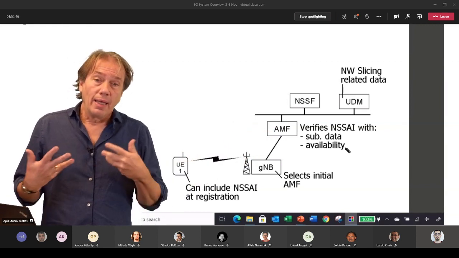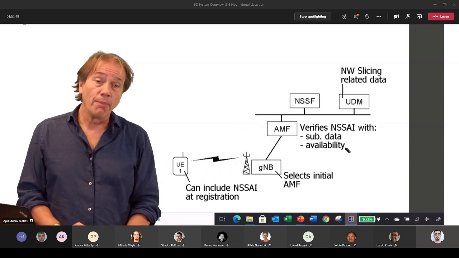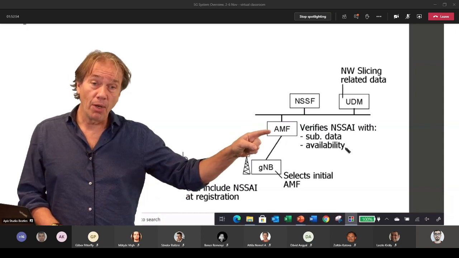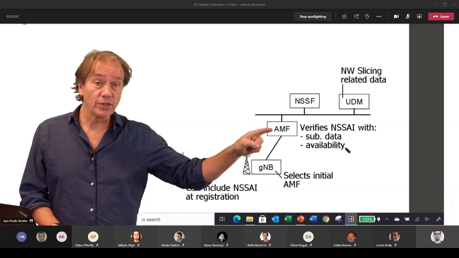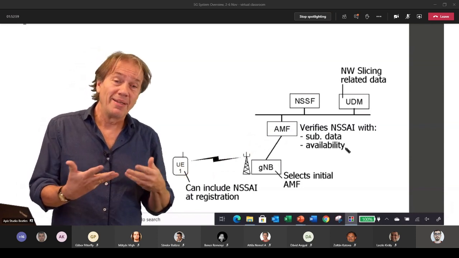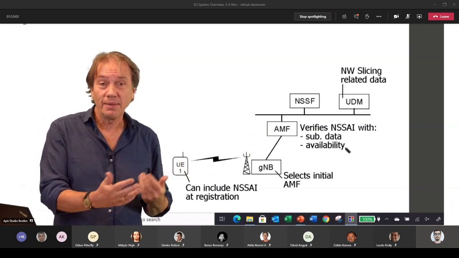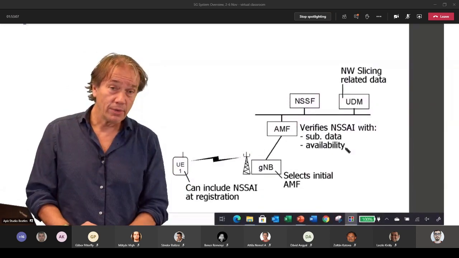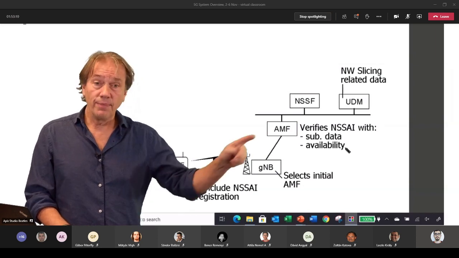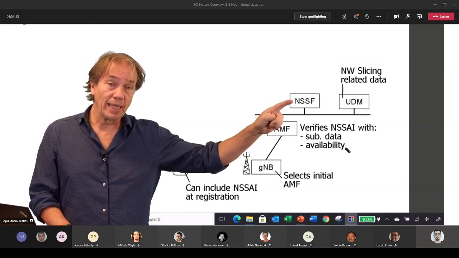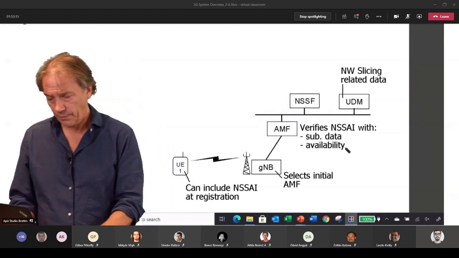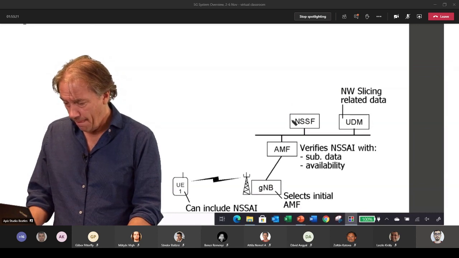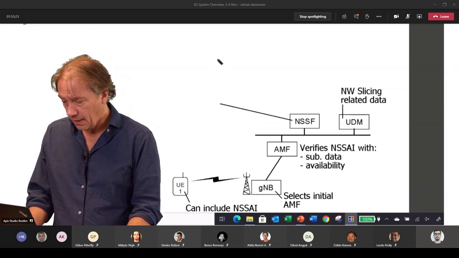So in the end, somebody will have to pick an AMF that really belongs to the correct slice instance, and also of course select a session management function and a policy control function which are part of the right network slice instance. And this is why we have the network slice selection function. So the NSSF, we can make a little line here.